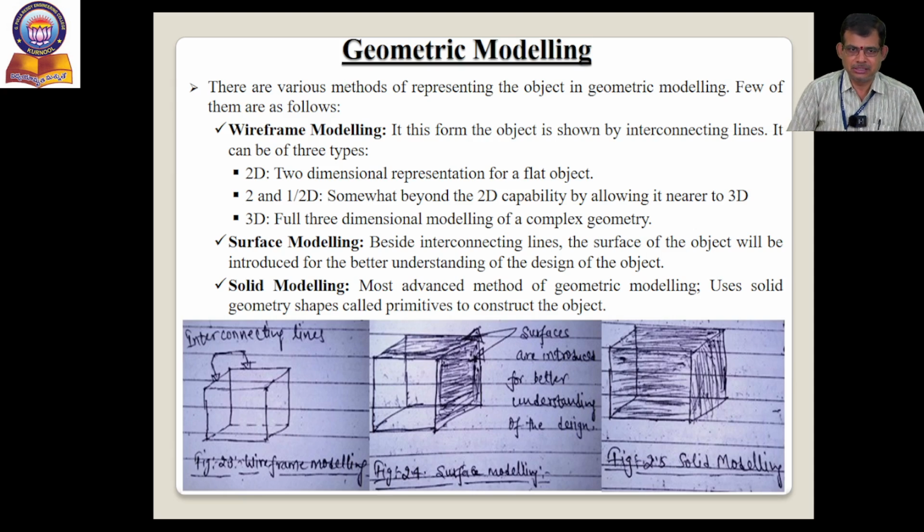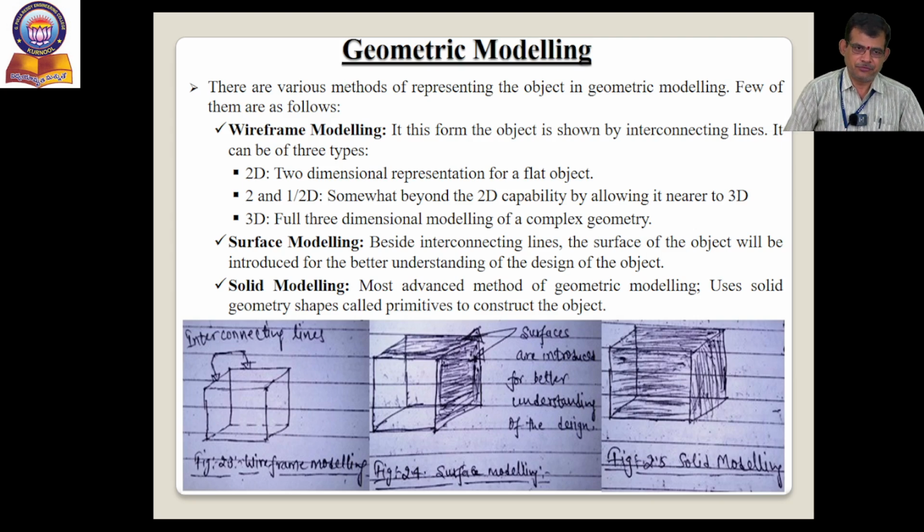So here is some more explanation about geometric modeling. There are various methods of representing the object in geometric modeling. Simply a rectangular block, if you require a cube, how can you create it? You cannot directly create the cube on the screen. First you create the rectangular block, then add the material in a specified direction, then finally you will get the object. A few of the methods you can see: wireframe modeling, then surface modeling, then solid modeling.